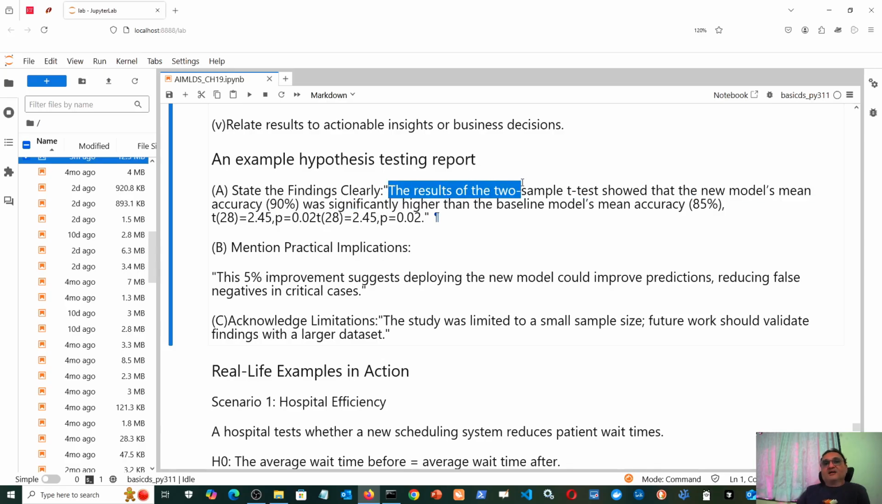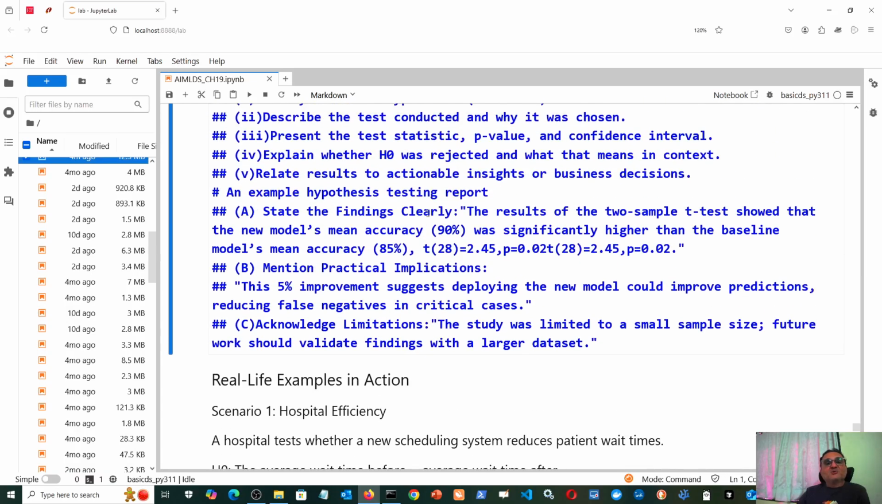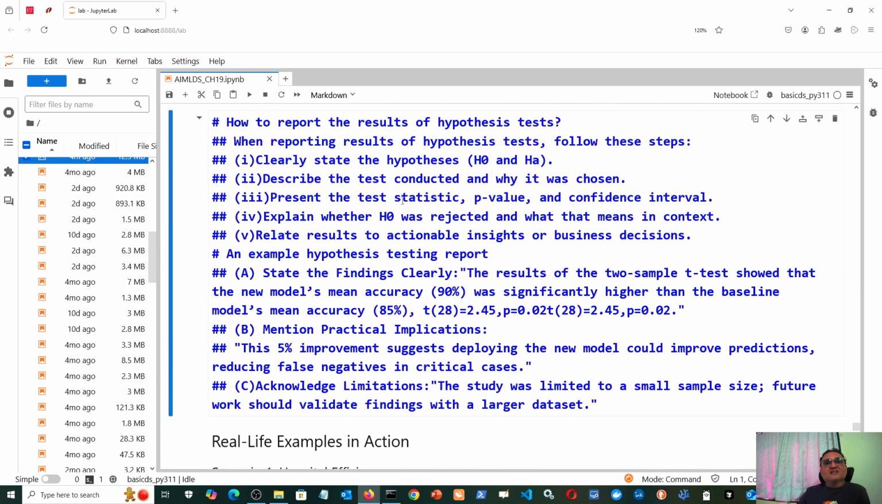Now you gave this kind of result: that the result of the two-sample t-test showed that the new model's mean accuracy, that is XGBoost's mean accuracy, was significantly higher than the baseline model's mean accuracy, that is the logistic regression's mean accuracy. And you will also say what parameters you obtained, right? So what are the t statistic and everything.